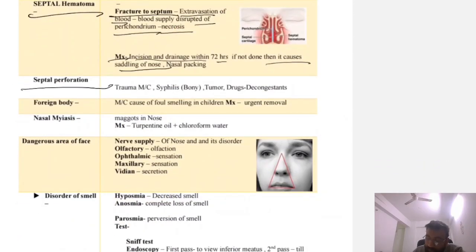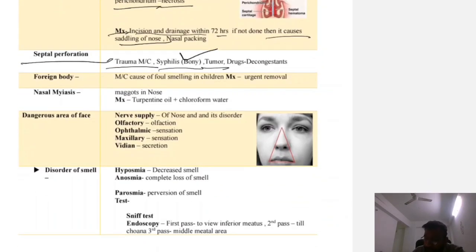Next is nasal septal perforation. Septal perforation could be due to trauma. Obviously, if you hit someone, it could lead to septal perforation. Syphilis and tumor can also lead to septal perforation. Obviously, syphilis is a destructive disease, and a tumor could lead to septal perforation.